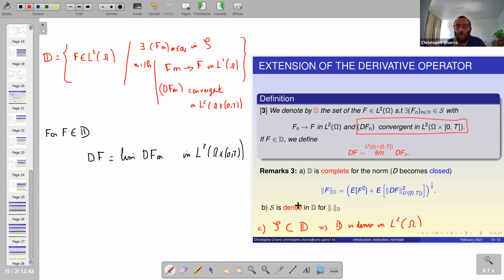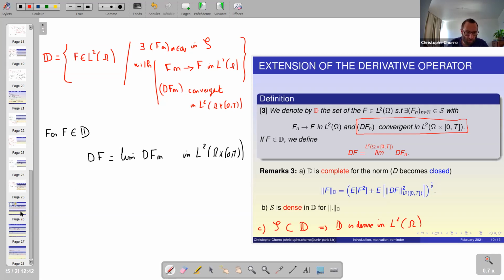But in general, because S is dense in D for the norm D, in order to prove this kind of result, we will prove it for the elements in S, and then we will extend by density argument to all D, using the good norm. So it's exactly what we are going to do to study some properties, some particularly interesting, nice properties of this extended version of the derivative operator.